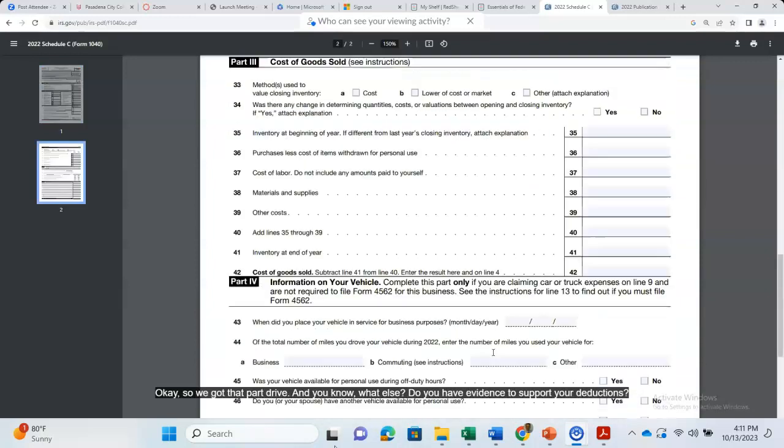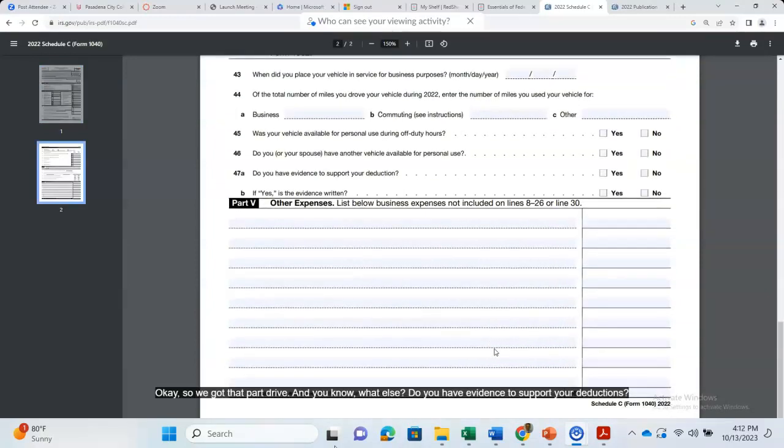Okay, so we got that part right. And what else? Do you have evidence to support your deductions? Yes or no? Do you? And you know why they ask you here? Because you're gonna say yes or no. If you say no, you get audited. If you say yes, then they say, oh, you said yes. Now it looks like you were lying.